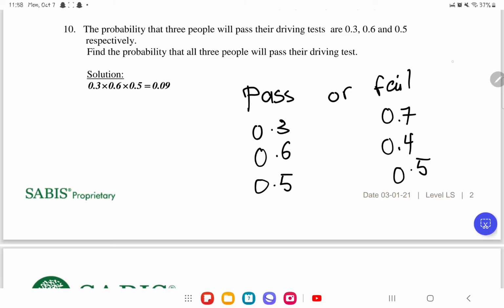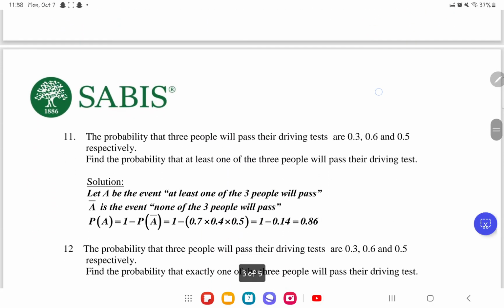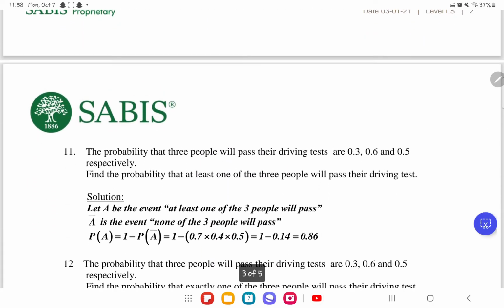So now they need the probability that all 3 people will pass their driving test. So 1, 2, 3. Then it is pass times pass times pass. So then you do it, and on your calculator you will get 0.09. Now here they said they need the probability that at least 1 of the 3 people will pass. So anytime you see "at least," you do 1 minus the probability of the complement.